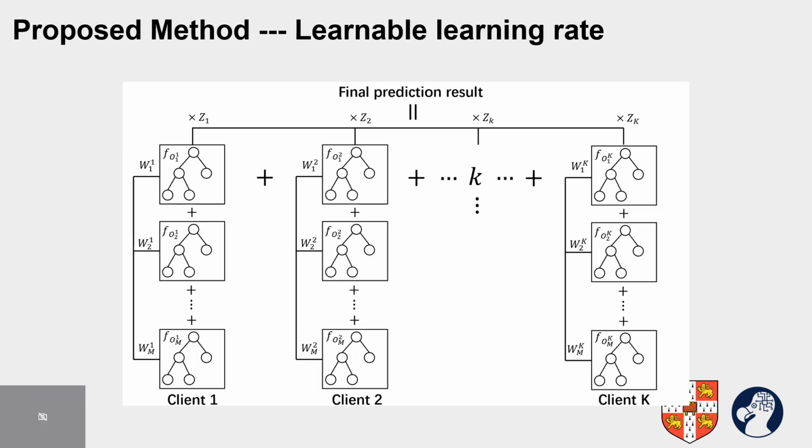So to facilitate our insights, the final prediction result given an arbitrary data sample with feature dimension d is calculated by a weighted sum of all trees from all clients, as shown in this figure. Each vertical tree chain is a tree sample built by one client, where W is the learning rate assigned to each tree, and Zk is the weight applied to prediction results calculated by client k's tree sample. We refer to this system as aggregated tree samples, but one question is how to make the W and Z learnable during the training process.